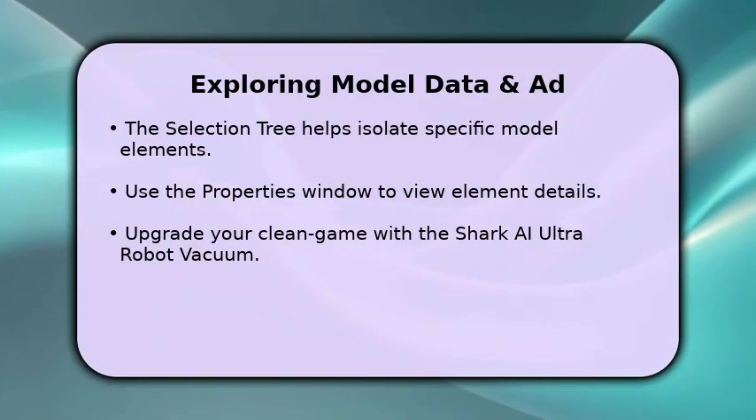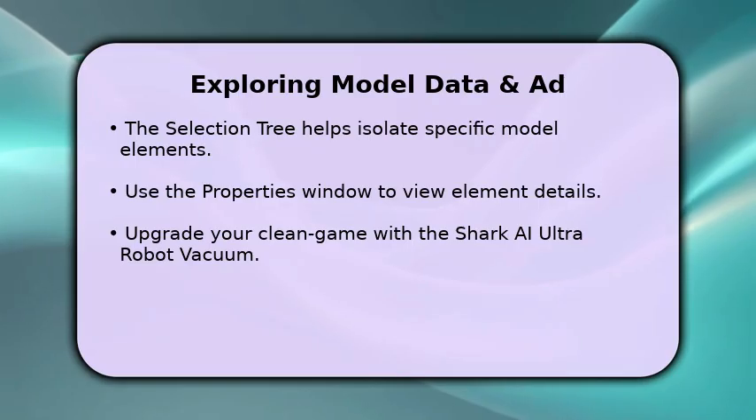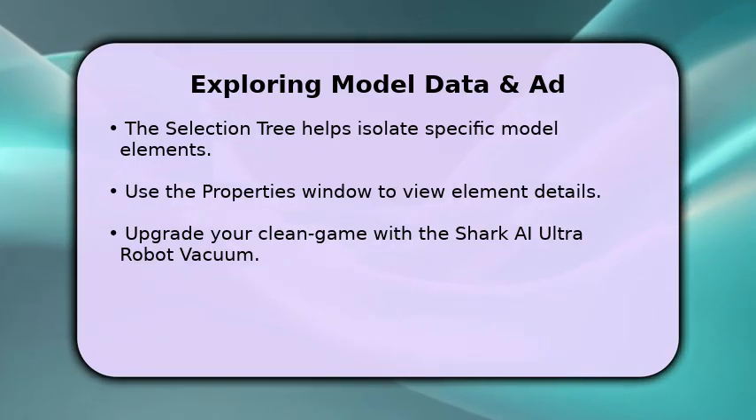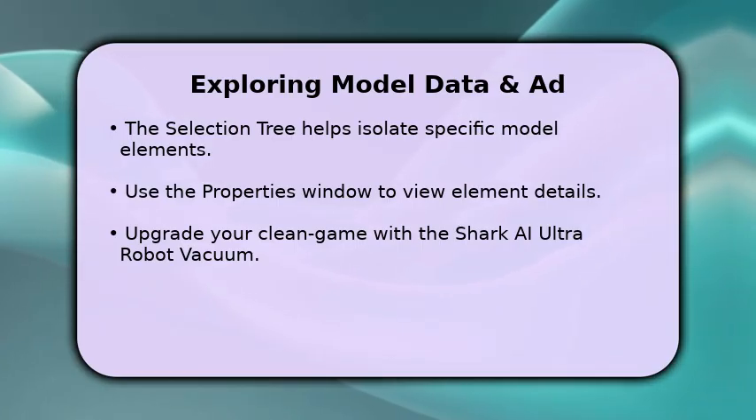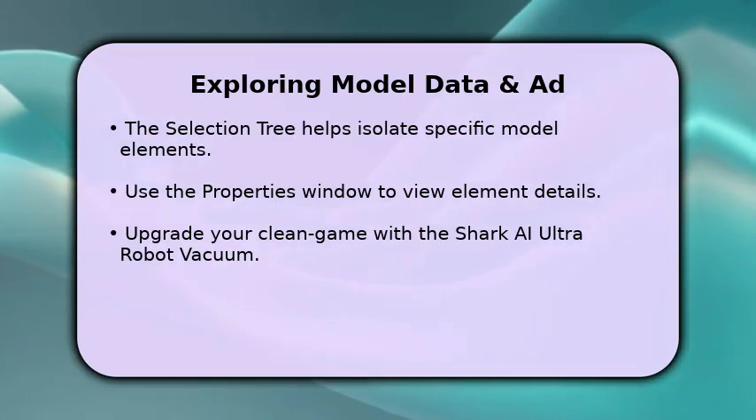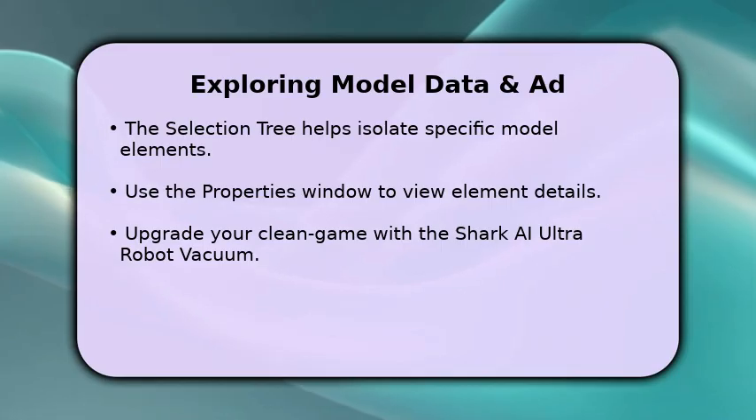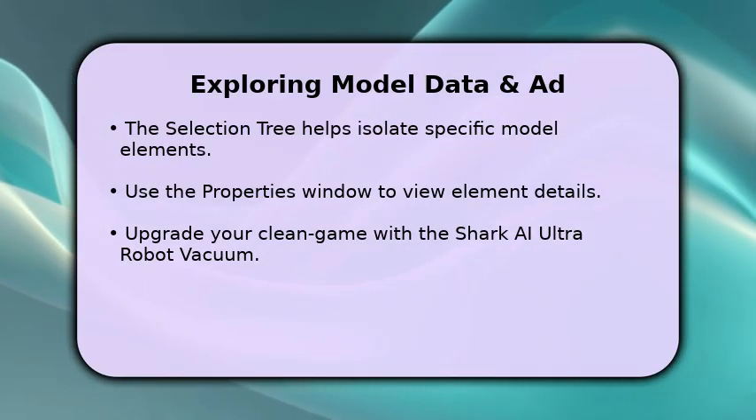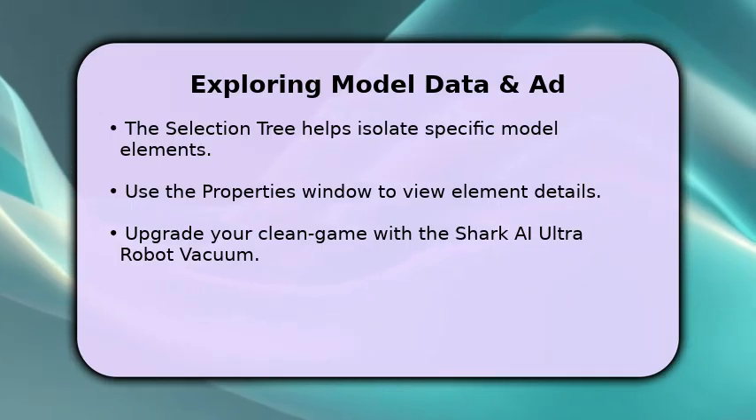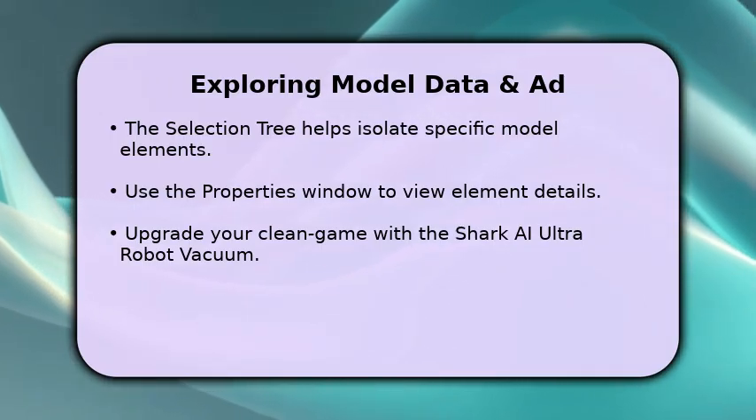To delve deeper into your model's information, the selection tree is incredibly useful. It displays a hierarchical view of your model, allowing you to select and isolate specific elements. The Properties window then provides detailed information about any selected object, such as its dimensions or material. These tools are essential for understanding your project's components.